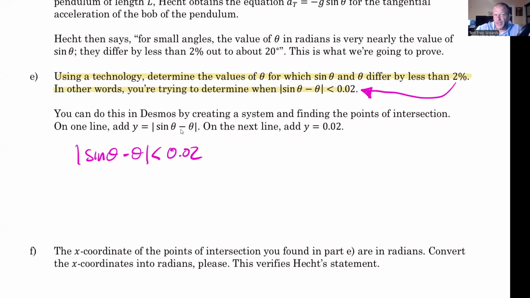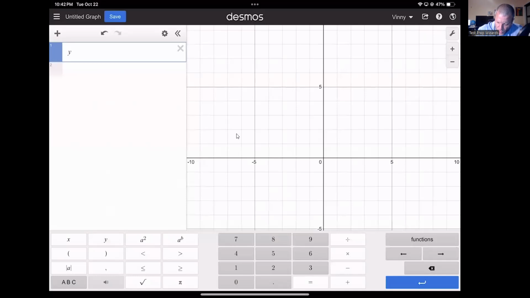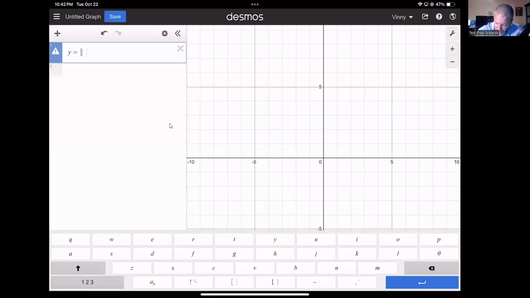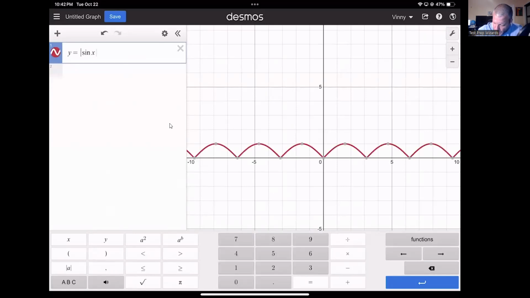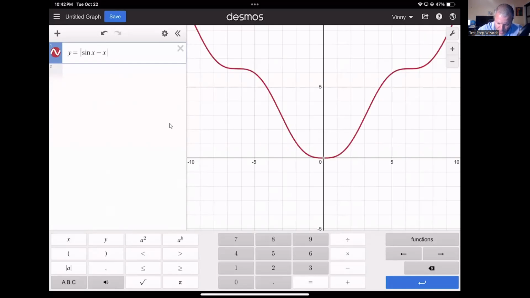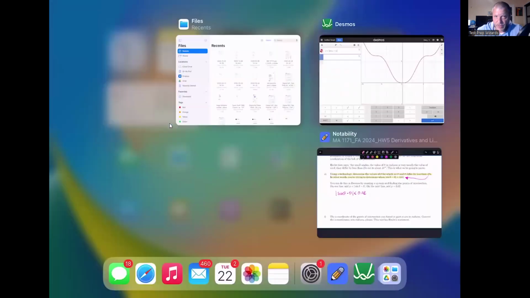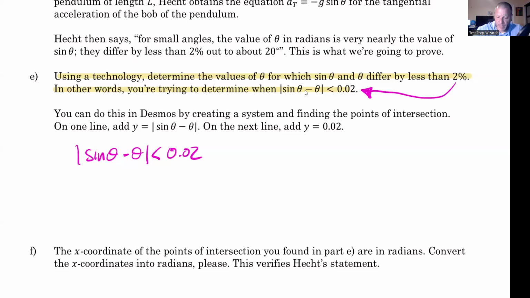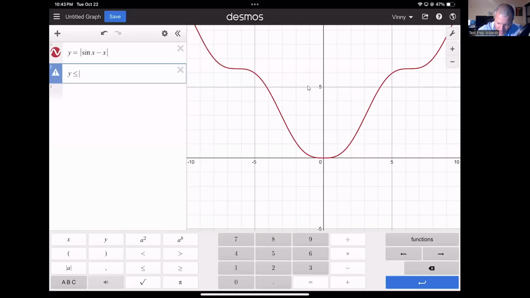We can use thetas. I'm going to use x's in Desmos instead of thetas, although we could definitely type in theta. So my first equation, I'm just going to do an absolute value of the sine of x minus x. And then I want to know when y is less than whatever, 0.02.